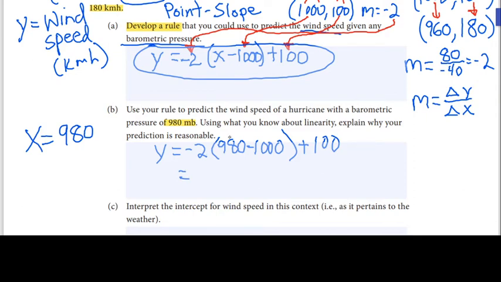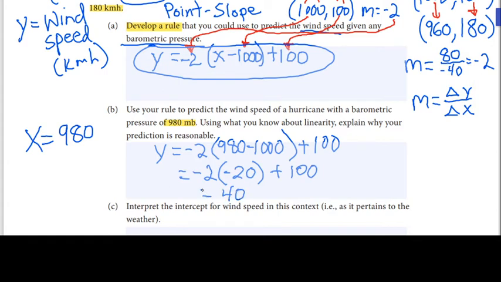So when I do this, I can't multiply the -2 times what's in parentheses here until I do what's in parentheses. Well, 980 minus 1,000: when the signs are different, I subtract them and keep the sign of the bigger number. The bigger number is 1,000. So inside the parentheses, that's going to be negative 20. Then when I multiply negative 2 times negative 20, a negative times a negative is a positive. So 2 times 20 gives me 40.